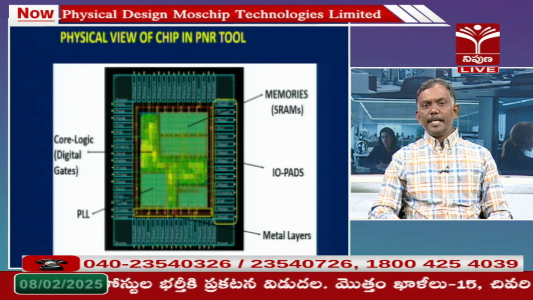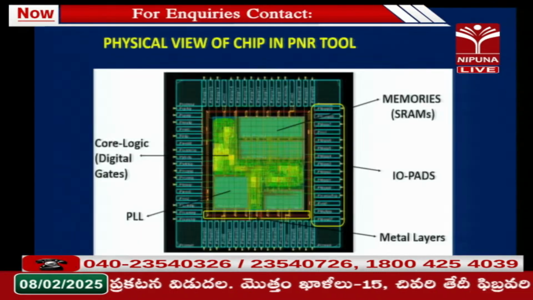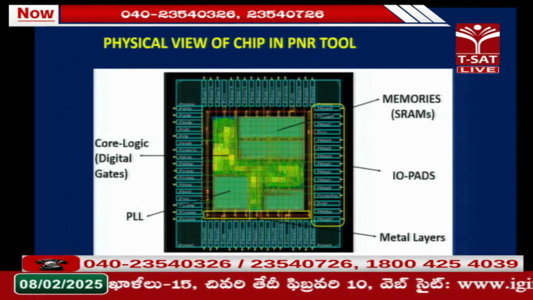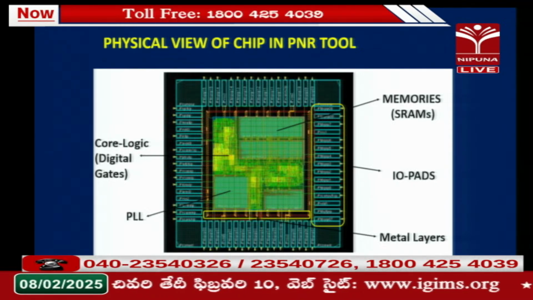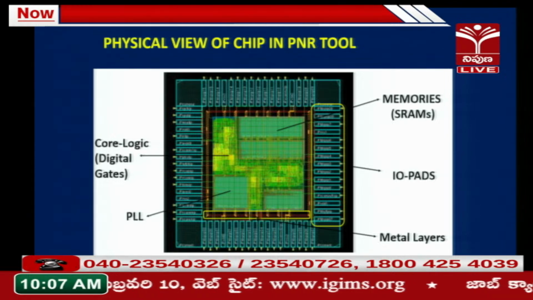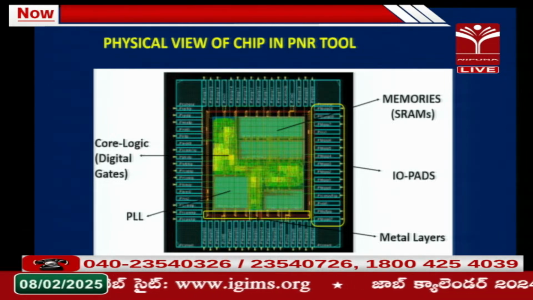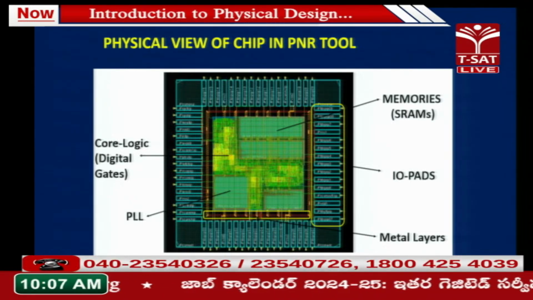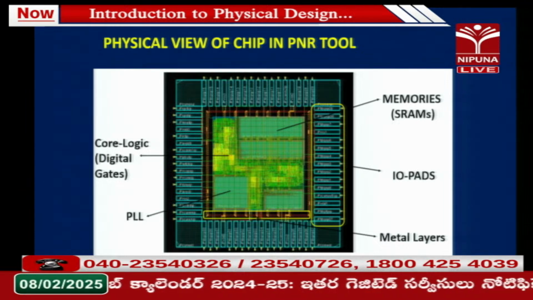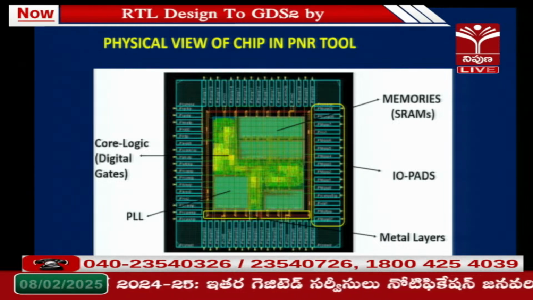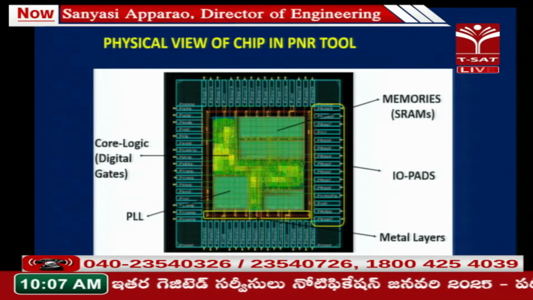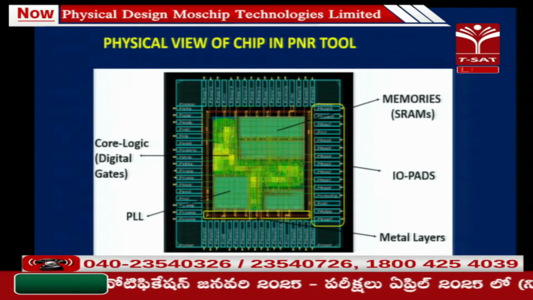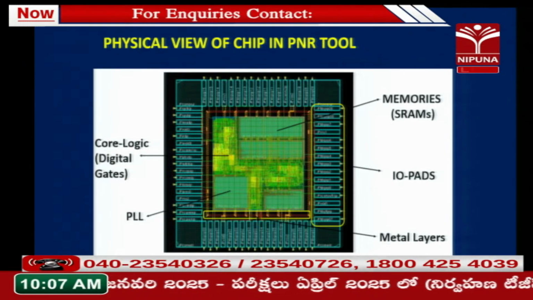Physical view of a chip in a PNR tool. I just want to give a picture of how a chip looks. If you look at the periphery, top, bottom, left, right, all the surroundings have the green color; those are called IO pads. At the top right, the bigger ones are all memories, nothing but SRAMs. At the bottom left, you see the PLL, which is an IP; we placed it at the bottom left. And at the center, the core logic, those are all digital gates. And metal layers are useful to connect power and ground connections and signals in your chip.